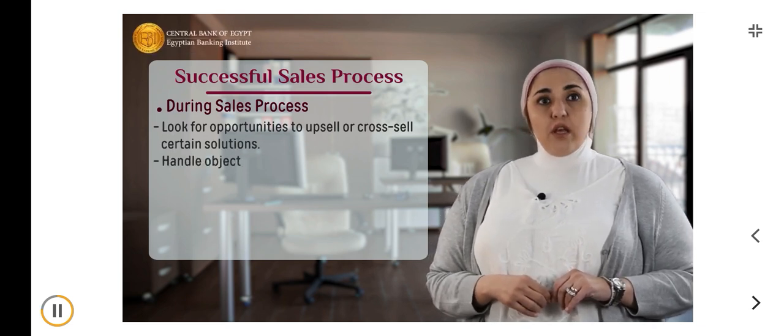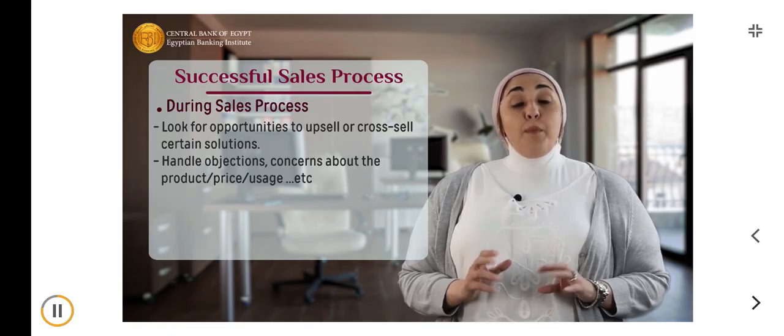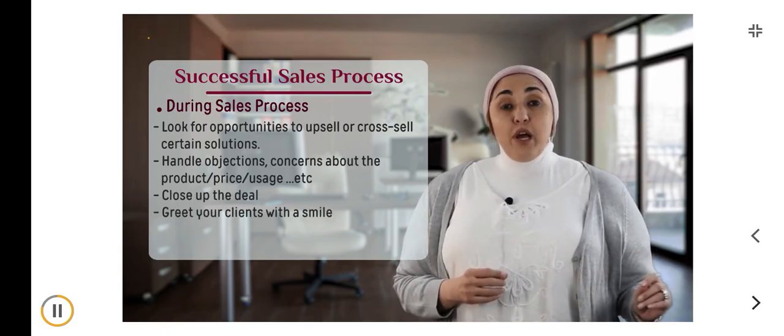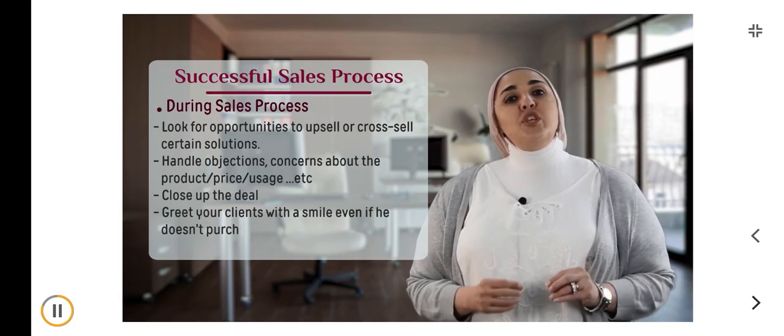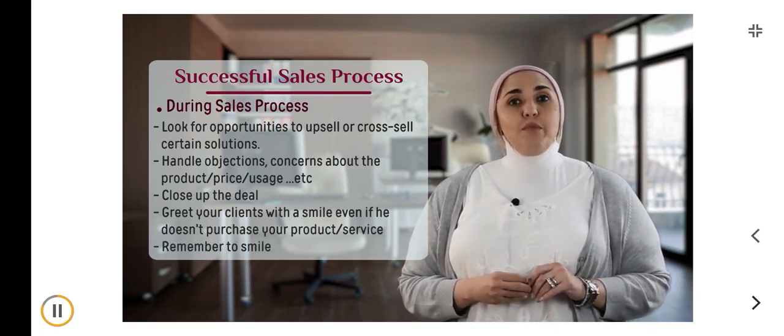Handle objections and concerns about the product and the service. Close up the deal. And remember, greet your customer with a smile even if they are not purchasing your product. And always connect with them with a smile.